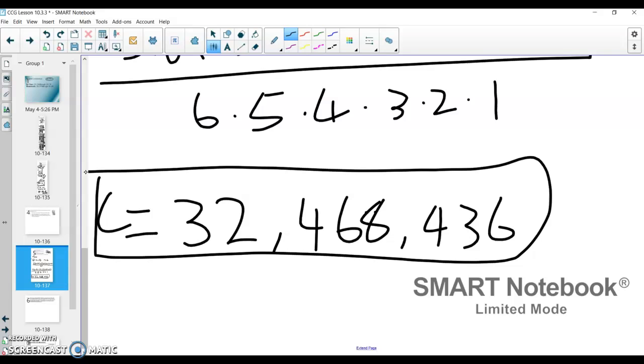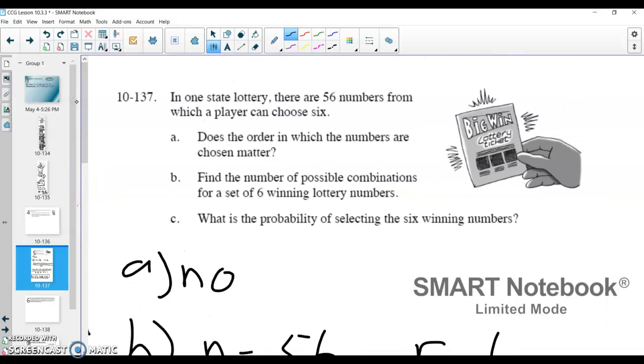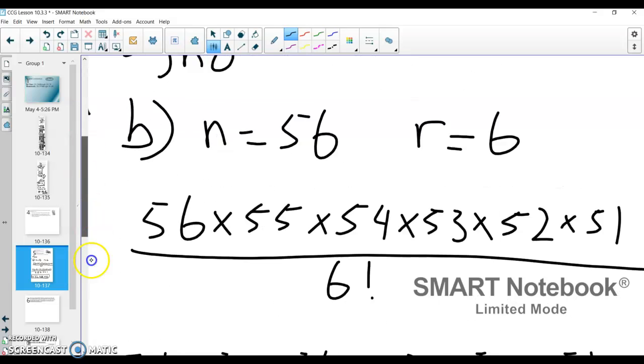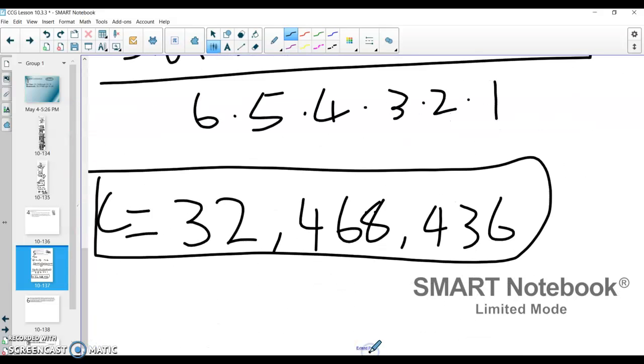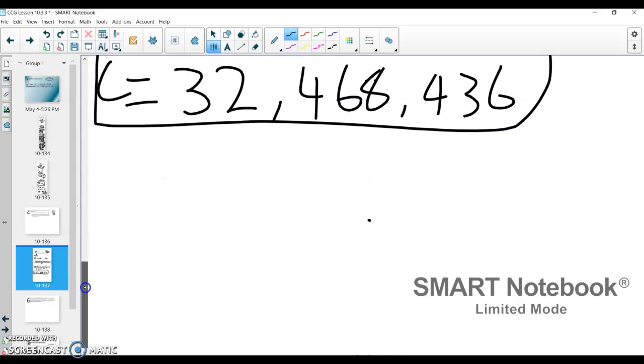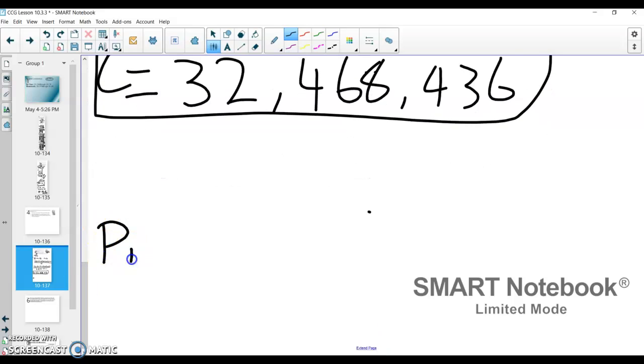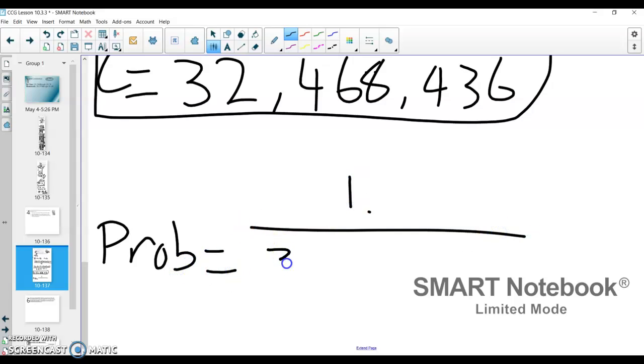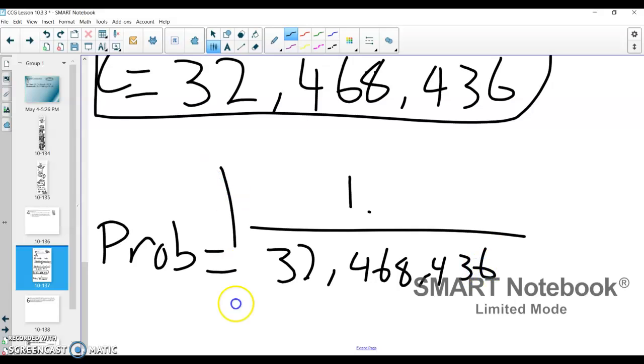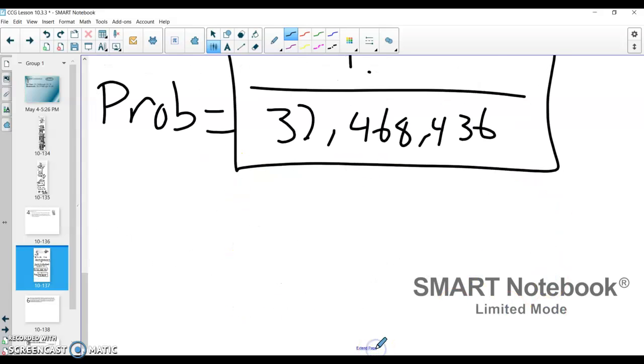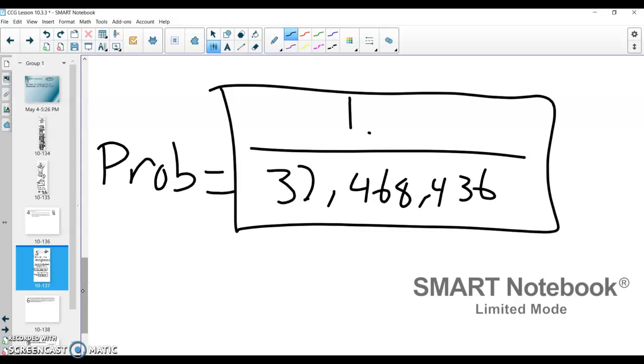And then we have the last question here. What is the probability of selecting the 6 winning numbers? Well, out of all those combinations, there's only one right combination. There's only one winning combination out of those numbers. So if we're talking about the probability, you have 1 out of 32,468,436 chance of winning that lottery right there, because there's only one right answer out of that total sample space of total combinations.